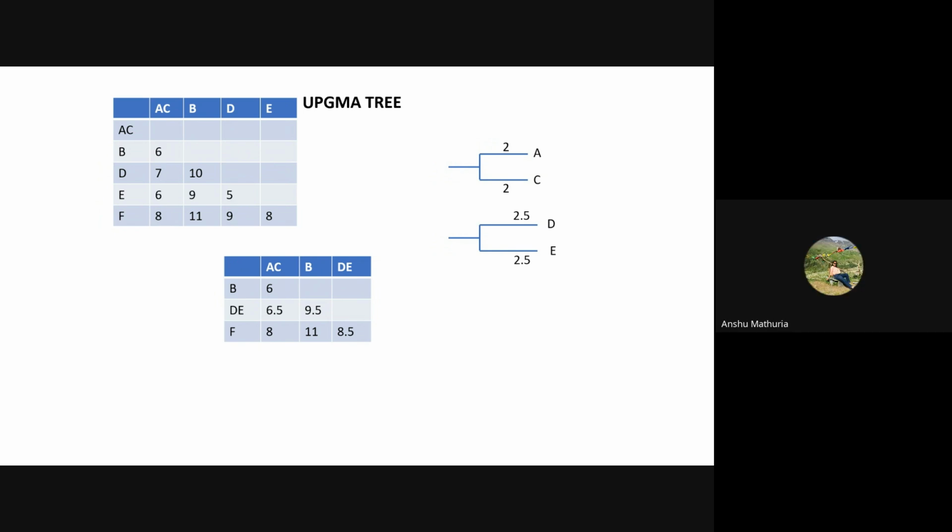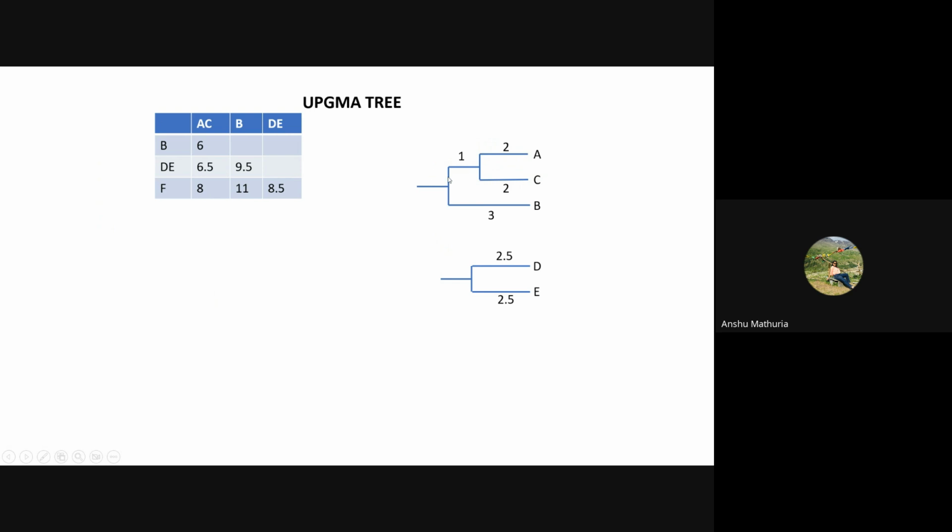Yes, ma'am. Okay. So now the new table. Before this, our table was this, and we had these two branches. So now from this, you tell which one has the least distance. Ma'am, ACB. ACB, right? So now here you can see our AC. To this AC, we will attach B as well. So it will look like this.